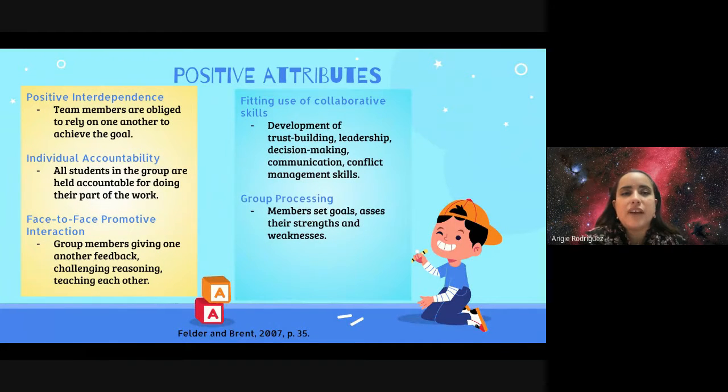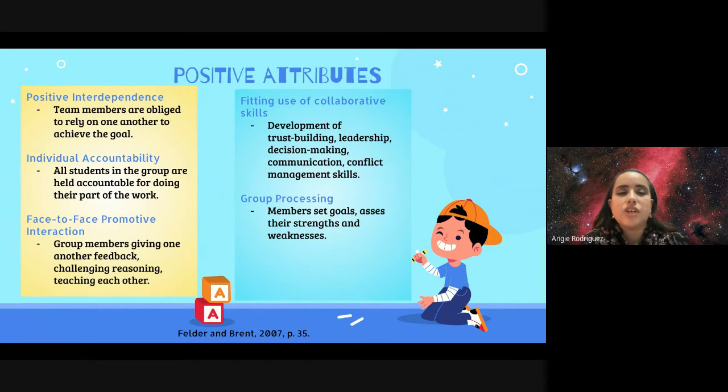So some of the positive attributes that I've listed here for cooperative learning include positive interdependence, individual accountability, face-to-face promotive interaction, and fitting use of collaborative skills and group processing. So for positive interdependence, that's when your team members are going to rely on one another to achieve their goal. Individual accountability is when all your students in the group are held accountable as a group for doing their part or their share of the work.